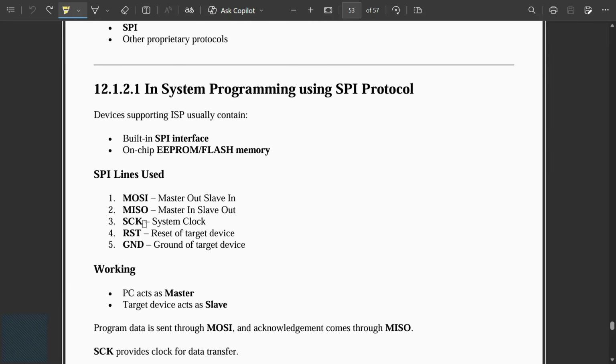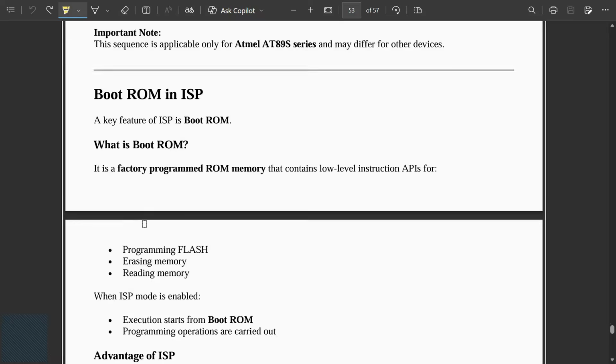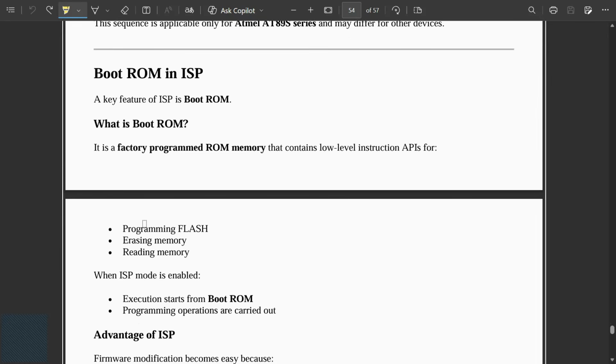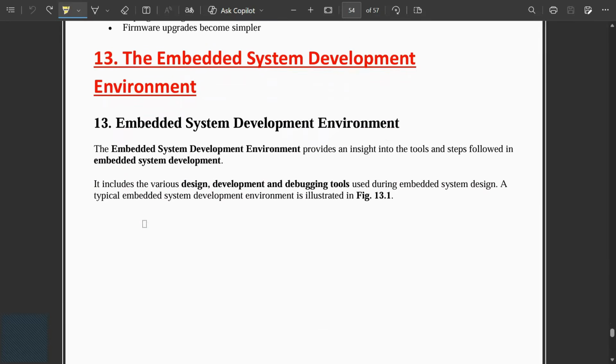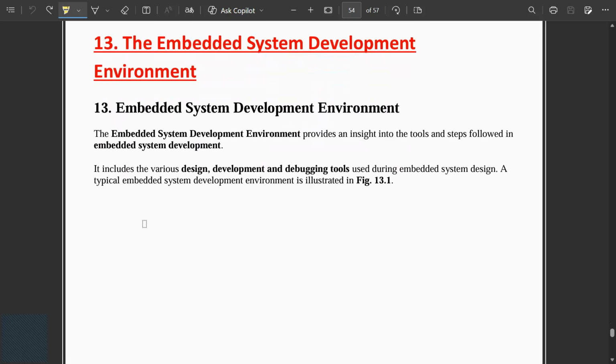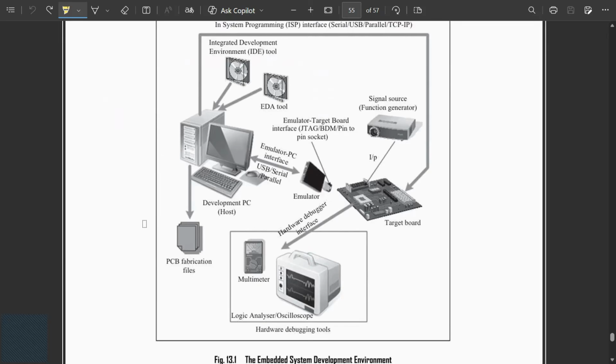In-system programming using the SPI protocol contains a built-in SPI interface and an on-chip EEPROM or flash memory. Also in boot ROM ISP, a key feature is that a factory-programmed ROM memory is used that contains low-level instructions. Next is the embedded system development environment. It provides an insight into the tools and steps followed in embedded system development. So you have to write this diagram without missing anything.